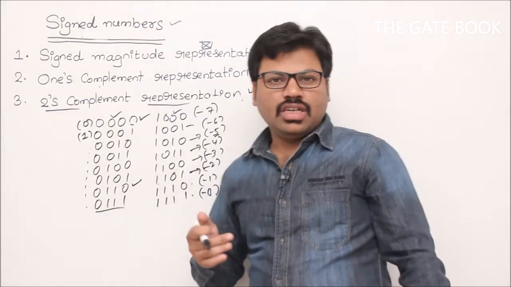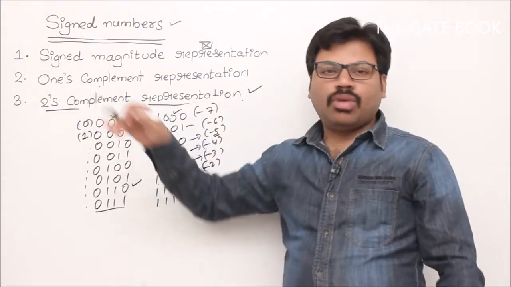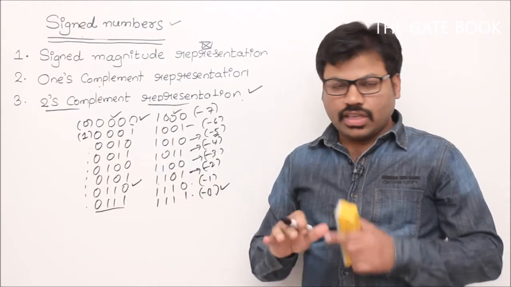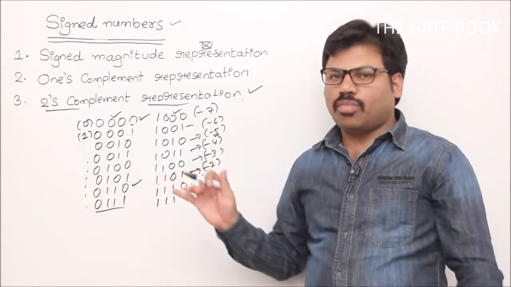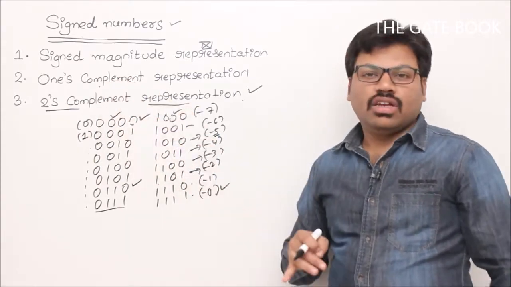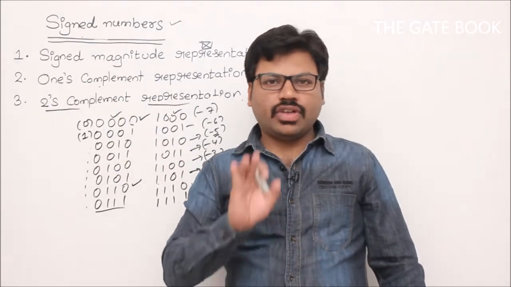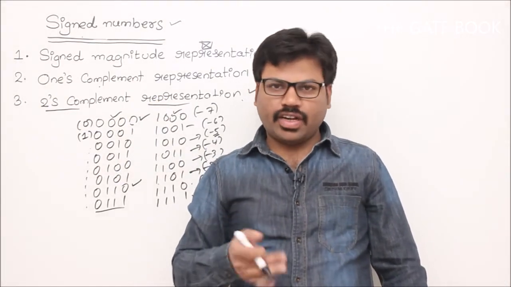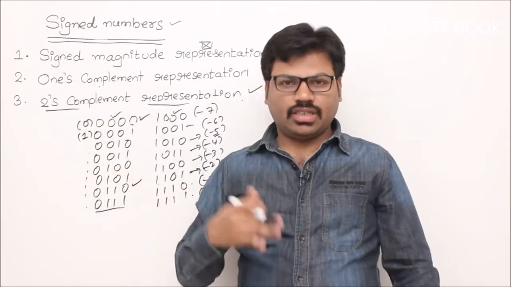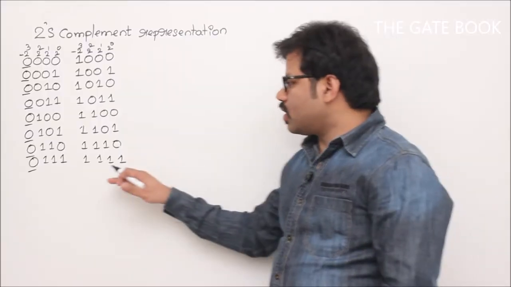This is very famous and people now use 2's complement representation. The reason is, first of all, there is no end around carry, like in 1's complement representation. Second thing, you don't have multiple representations for 0. So all the problems are avoided by 2's complement representation. Let's see that. Okay. Now we'll see 2's complement representation.